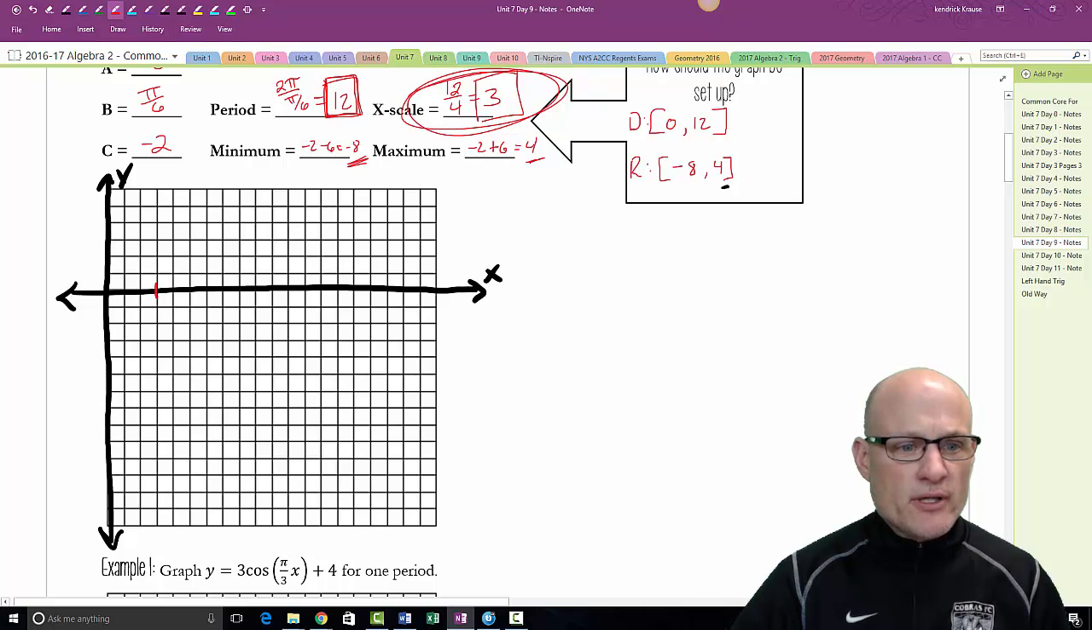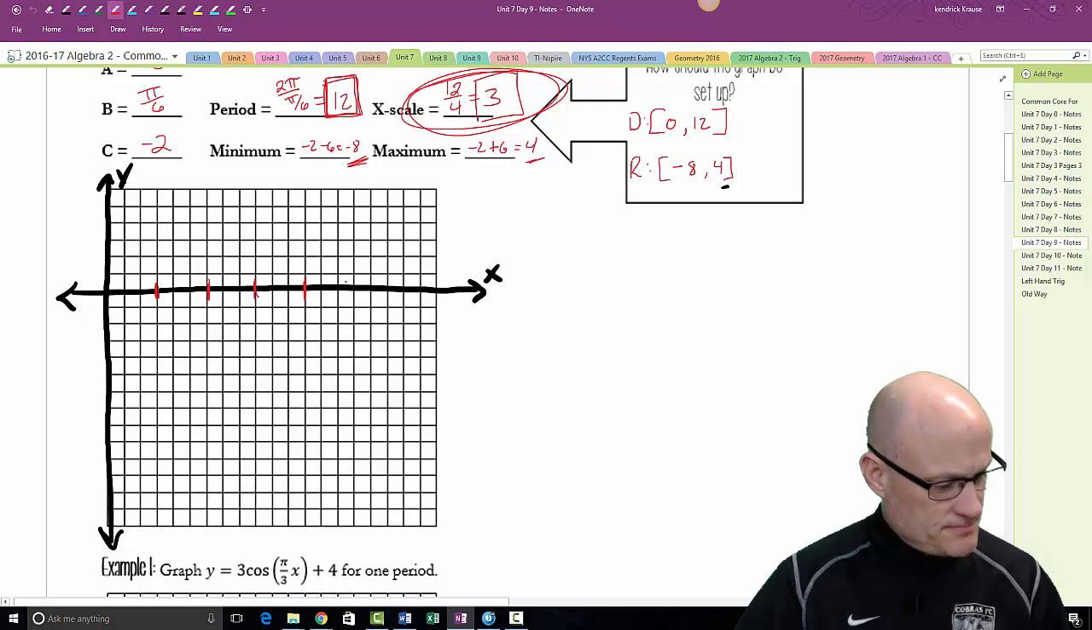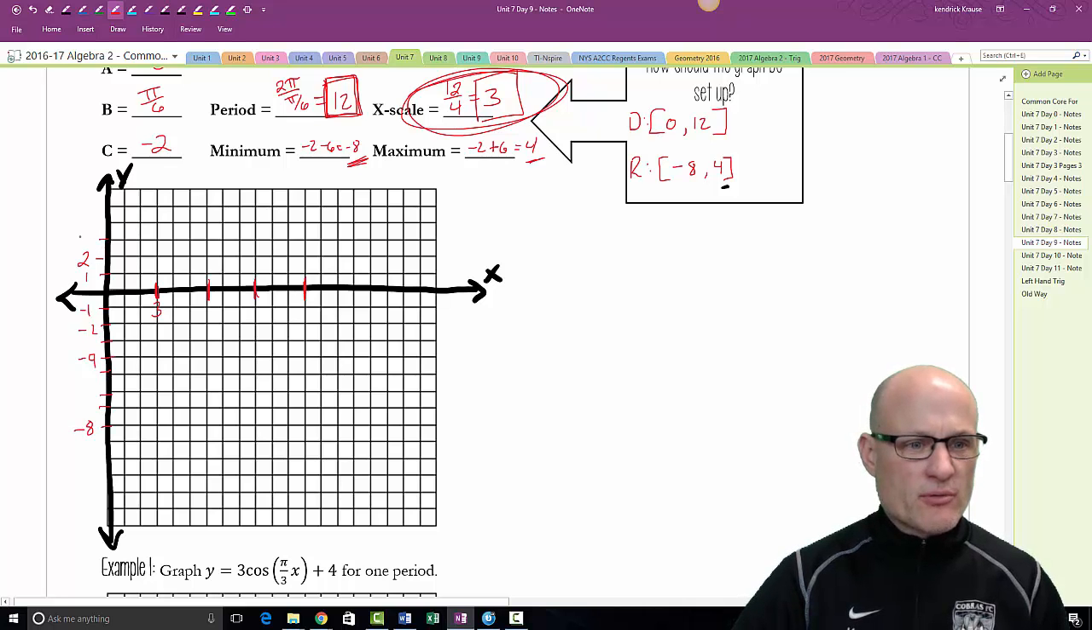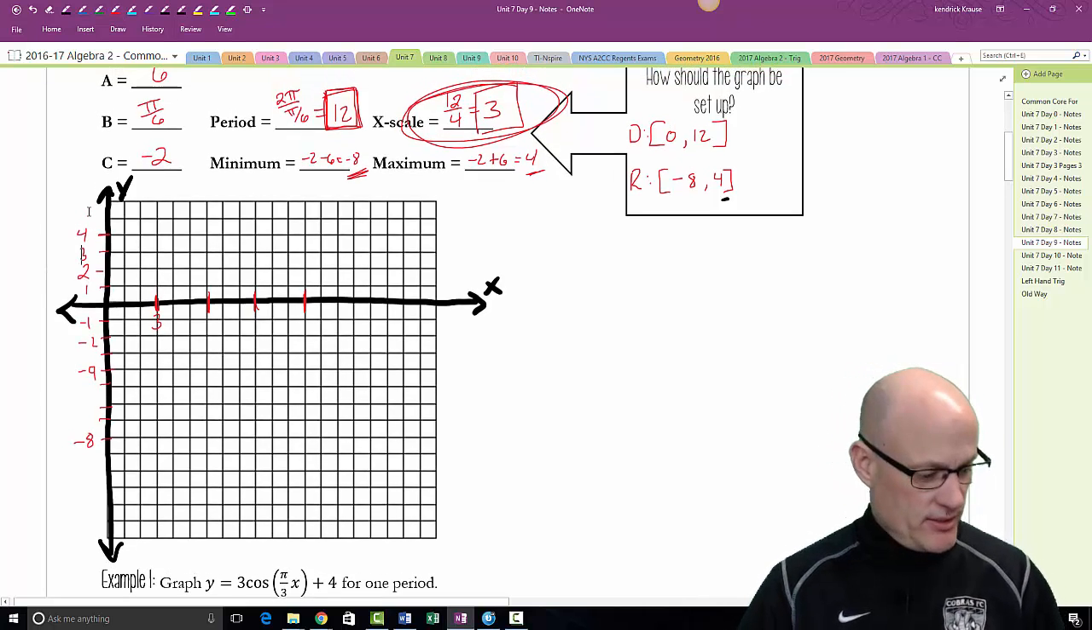So 3, 6, 9, and 12. That's not bad. This will be -1, -2, -3, -4, -5, -6, -7, -8. And I need to get up to 4, so 3 and 4. All right. Whew, there it is.